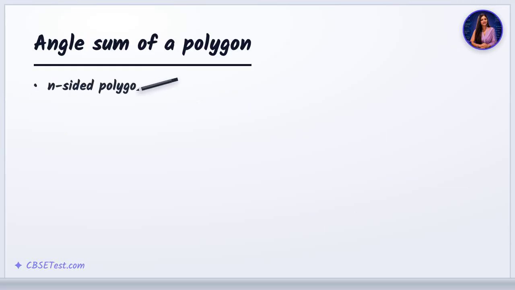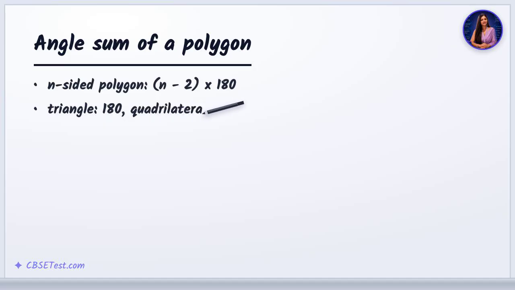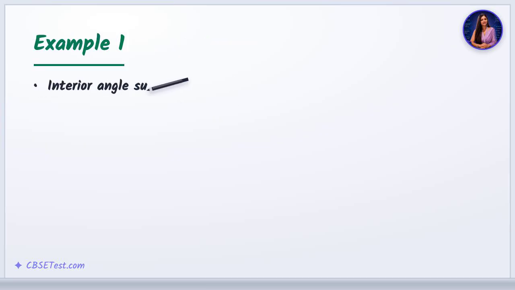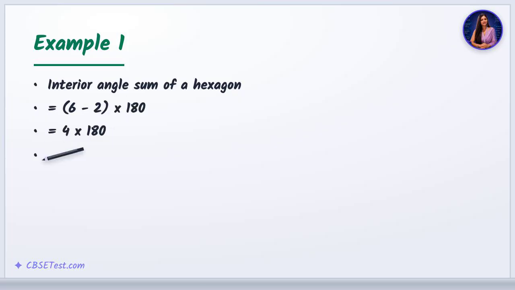For any polygon with n sides, the interior angles sum to (n minus 2) times 180. A triangle gives 180, a quadrilateral 360, a pentagon 540. A hexagon has 6 sides, so its interior angles sum to (6 minus 2) times 180. That's 4 times 180, which is 720 degrees.